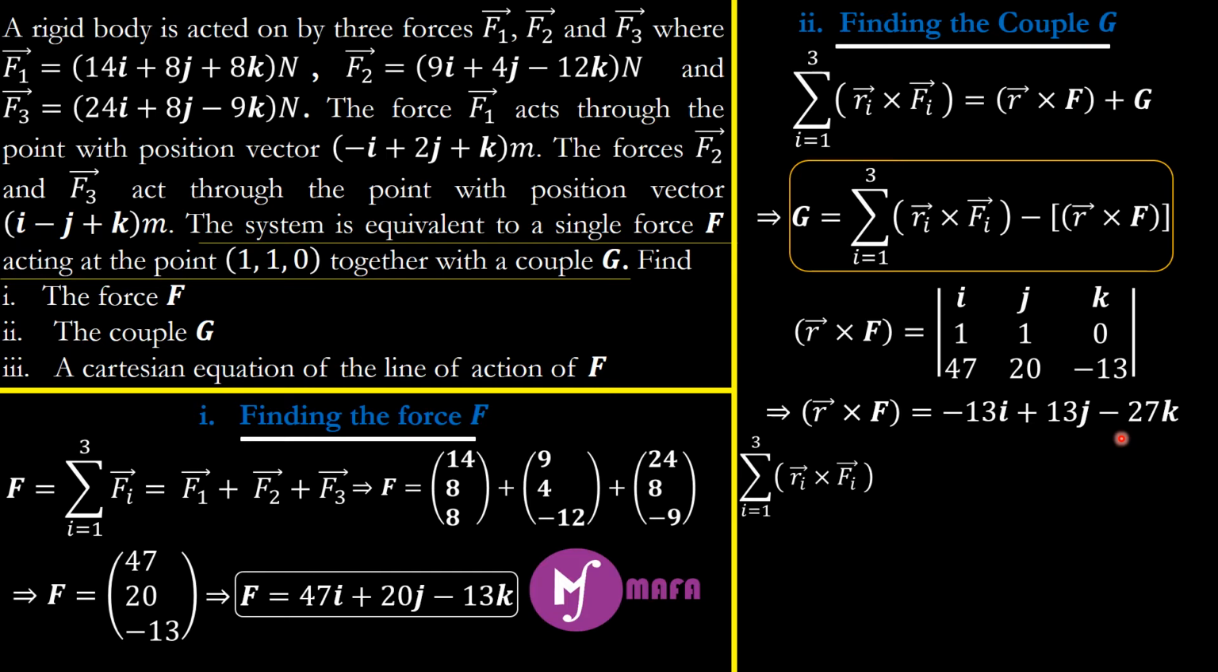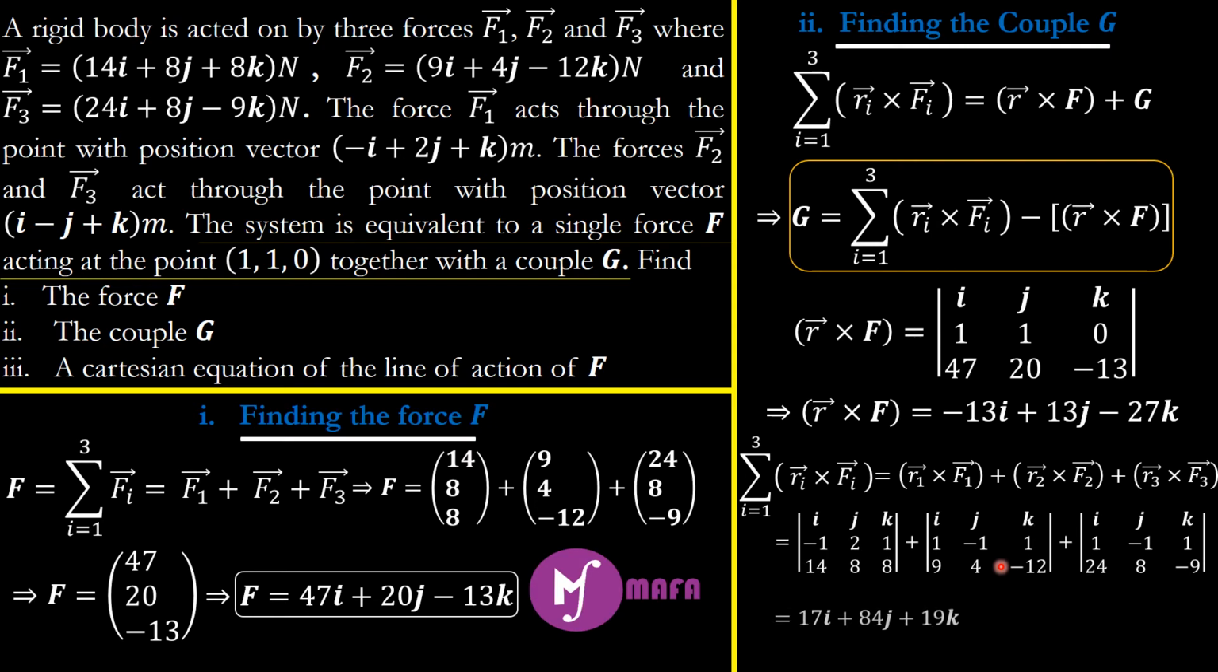We are now left to find the sum of moments of the three forces that made up the system. So it means we take R1 cross F1 plus R2 cross F2 plus R3 cross F3. If you do it perfectly, you're going to arrive at 17I plus 84J plus 19K. So our couple G is just equal to this 17I plus 84J plus 19K minus negative 13I plus 13J minus 27K. Doing it correctly, we have that the couple G is 40I plus 63J plus 36K. If we're asked further to find the magnitude of the couple, we just find the magnitude of what we have here.